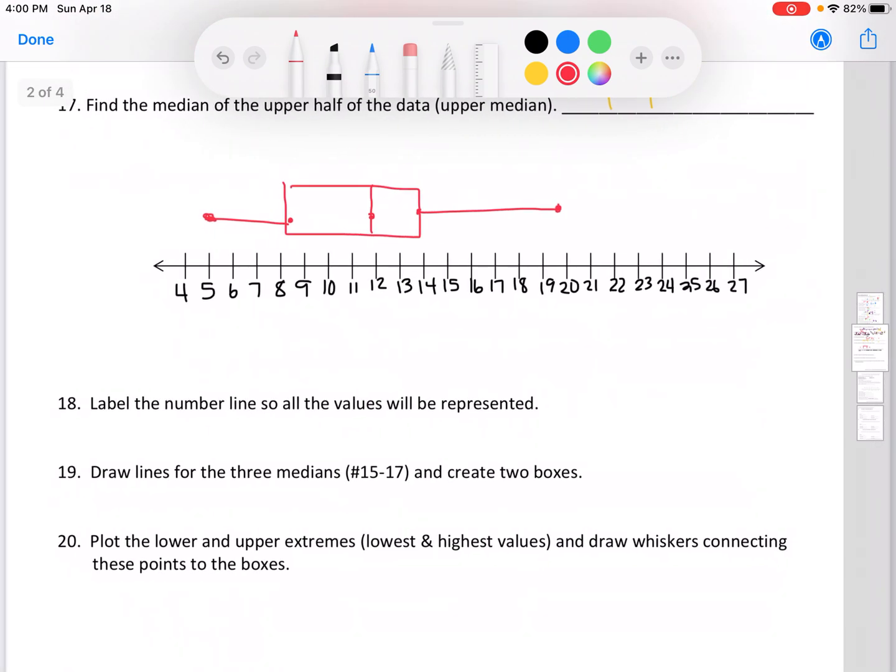So then it says, label your number line, we did that. Draw lines for the 3 medians, did that. Plot your lower, you did that.